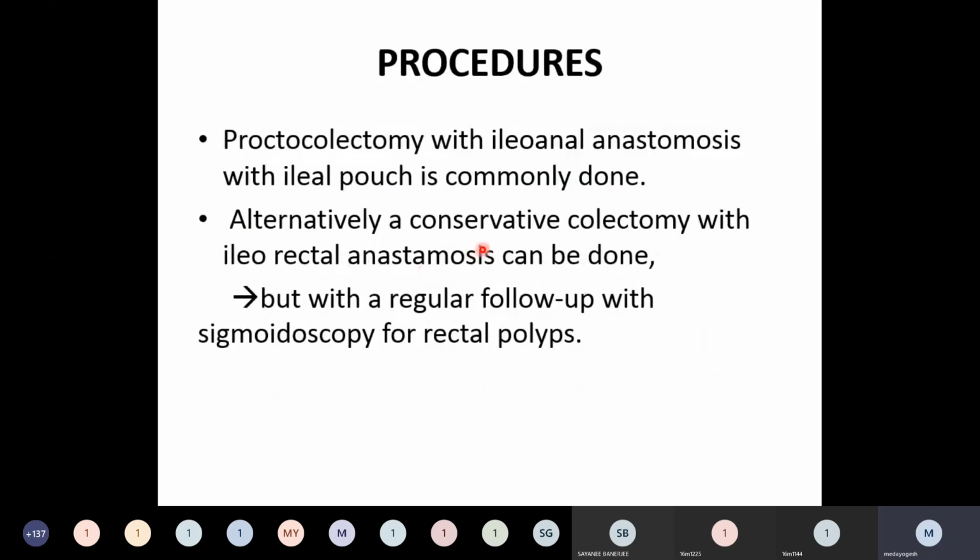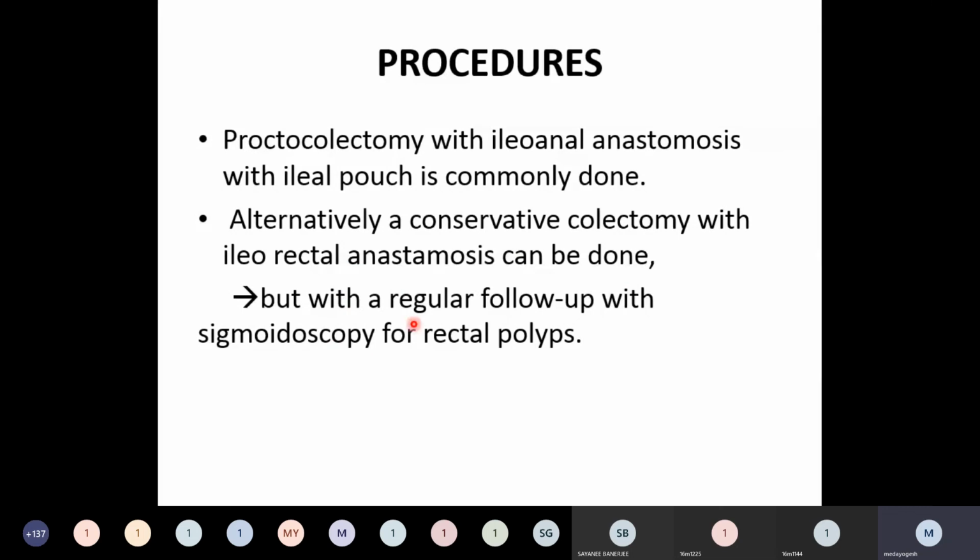One more procedure which is done, suppose we want to preserve the rectum and give at least some continence to the patient, and if there are no polyps in the rectum, we have an alternative, called colectomy with the anastomosis of ileum to the rectum. So we are not going to remove the rectum, but we are removing the whole colon up to the rectosigmoid junction, followed by the anastomosis of the ileum to the rectum.